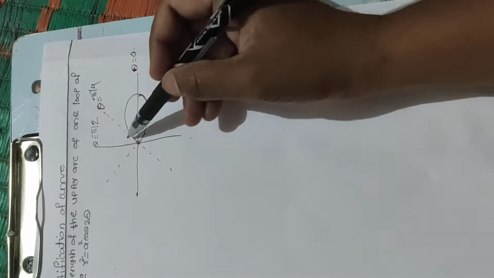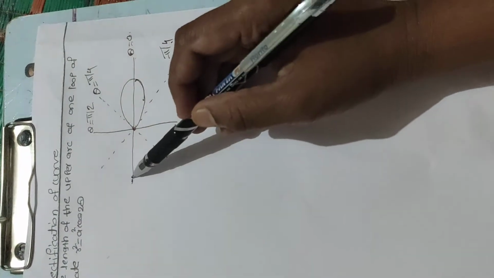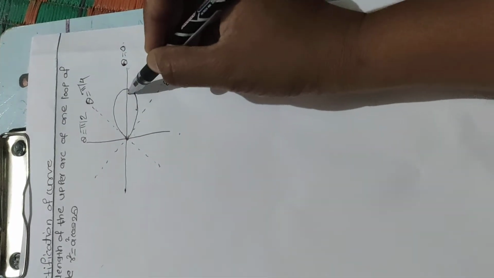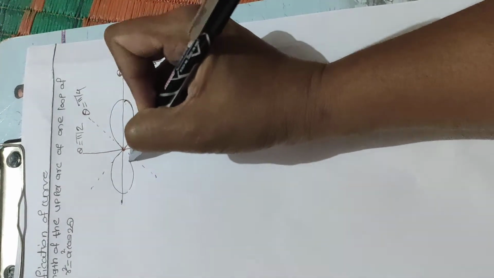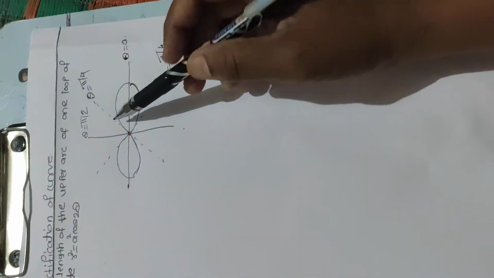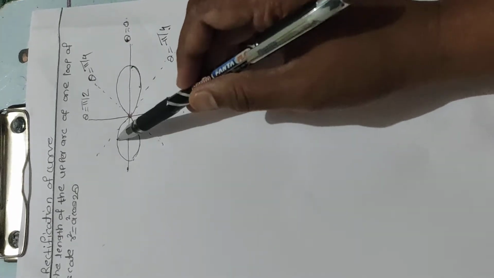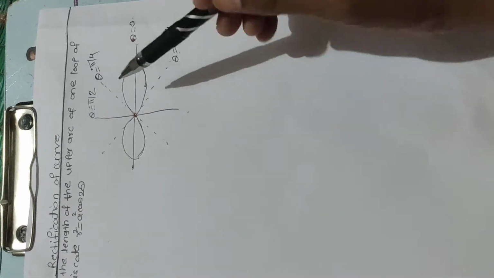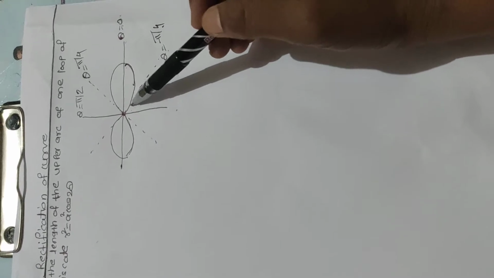Similarly, see what is the condition of symmetry? The curve is symmetric about the initial line theta equal to 0. That means this curve is symmetric about the initial line theta equal to 0, right? So we have to draw the same curve on that side. After that we just have to check the conditions. The first condition is symmetry about the initial line. The next condition is symmetry about the line theta equal to pi by 2. And next is symmetry about the pole, right? So these three conditions are satisfied.